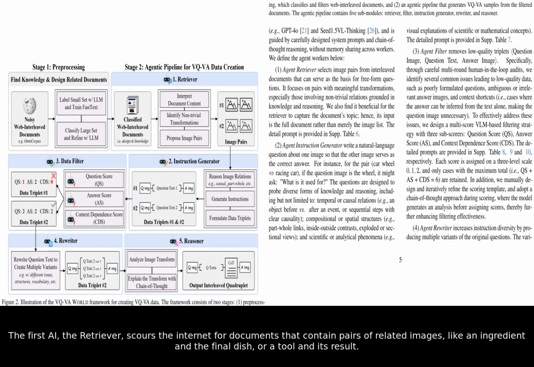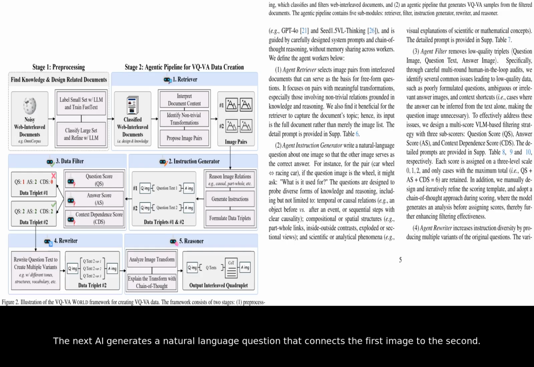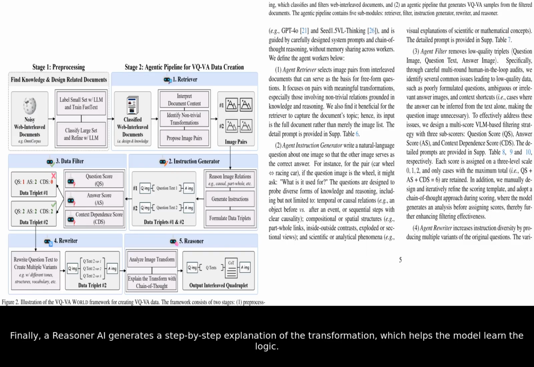The first AI, the retriever, scours the internet for documents that contain pairs of related images, like an ingredient and the final dish, or a tool and its result. The next AI generates a natural language question that connects the first image to the second. Then, a filter AI automatically removes any low-quality or nonsensical pairs. A rewriter agent then rephrases the questions in different ways to make the data more diverse. Finally, a reasoner AI generates a step-by-step explanation of the transformation, which helps the model learn the logic.